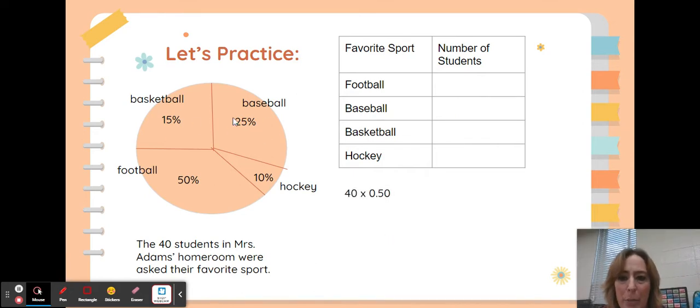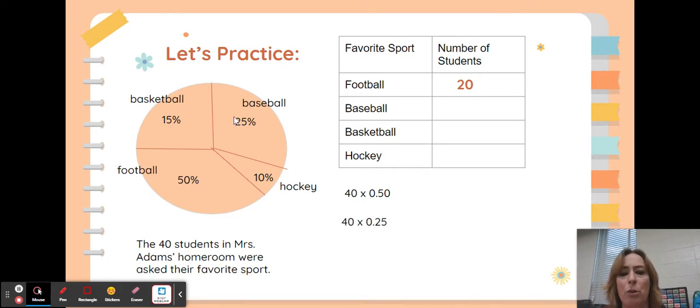Okay, so here's another circle graph. I changed the percentage a little bit, keeping the same sports. So football is now 50%, and now we have 40 students. So 40 times 0.50 gets us 20. Think about this. This would be like half of it.